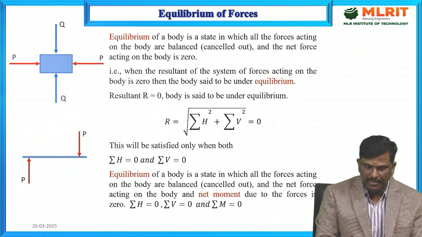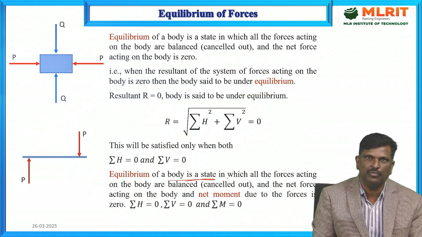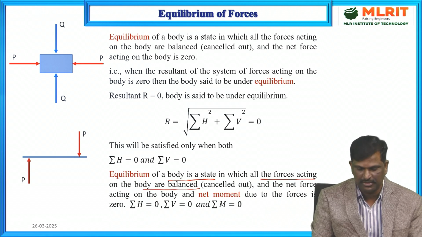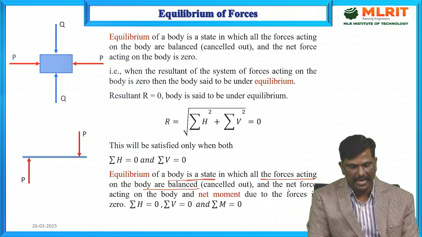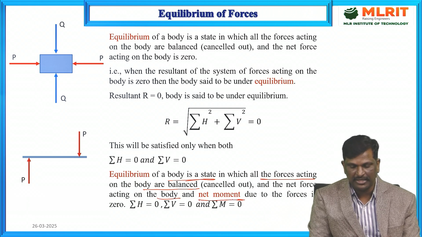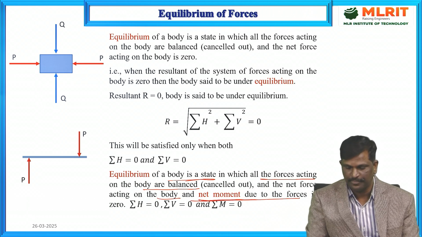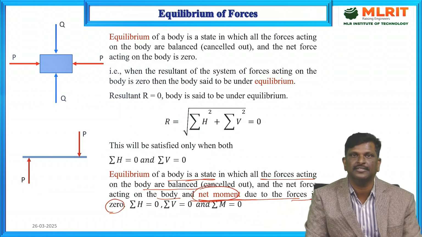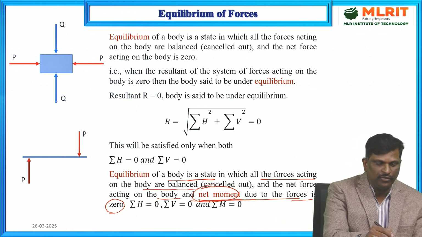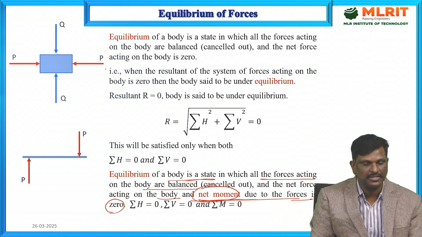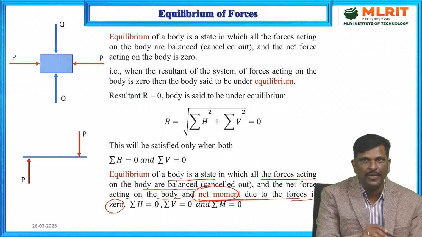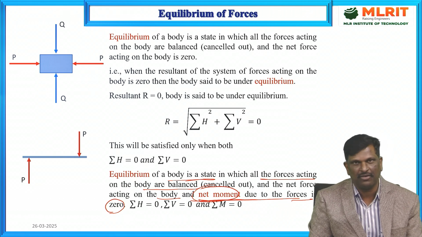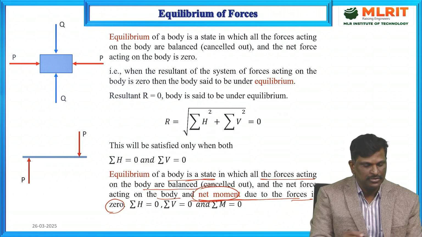Now the equilibrium of a body is the state of the body in which all the forces acting on the body are balanced by themselves, and the net force acting on the body and the net moment due to the forces acting on the body is also 0. We are introducing the net moment also because even though the forces acting in horizontal and vertical direction are balanced, if any unbalanced moments are there, that will tend the body to rotate either clockwise or anti-clockwise. So we need to balance that also.